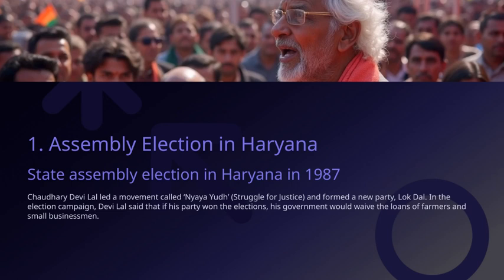During his campaign, he made a very important promise to the people. He said that if his party won the elections, his government would waive the loans of farmers and small businessmen. This promise resonated deeply with many voters because it addressed their financial struggles. It was a clear example of how leaders often connect their policies to the needs of the common people, especially during elections. This election was not just about winning votes. It was about representing the aspirations of ordinary citizens and their fight for justice. It highlights how political movements and promises can shape the course of a state's governance.